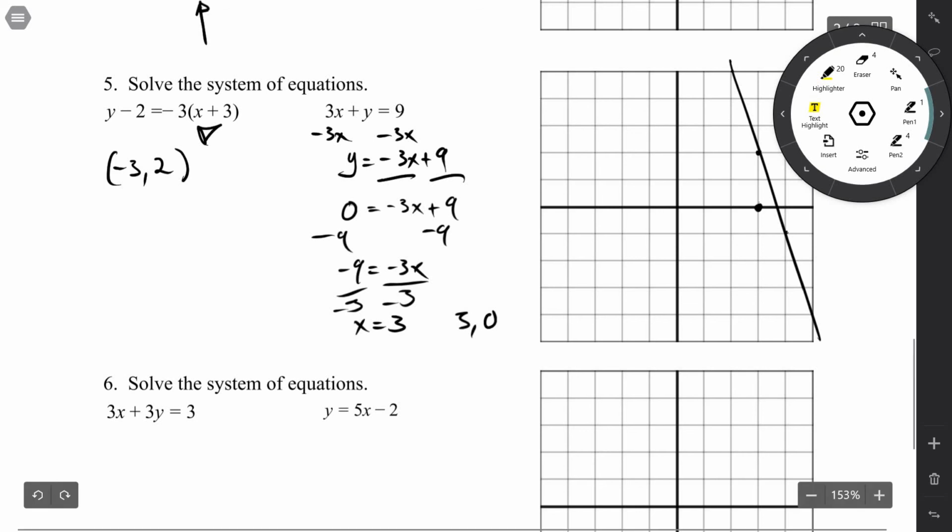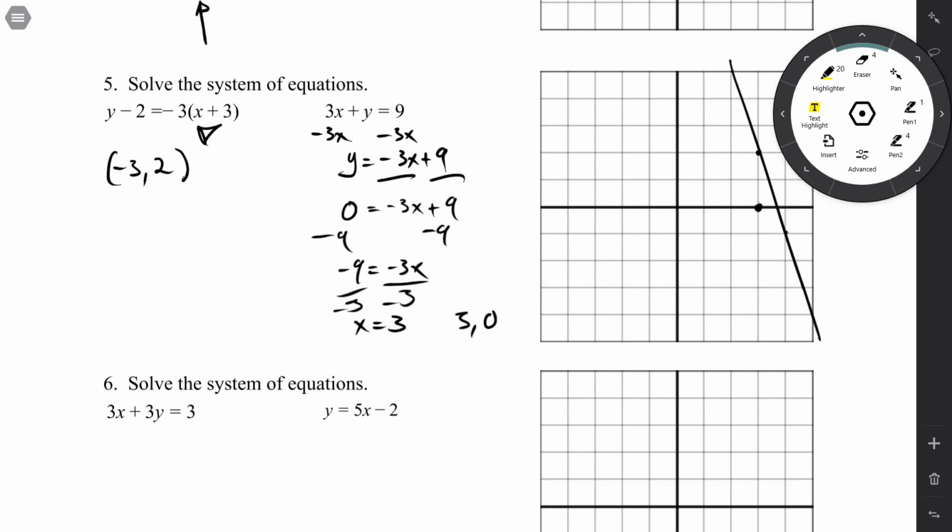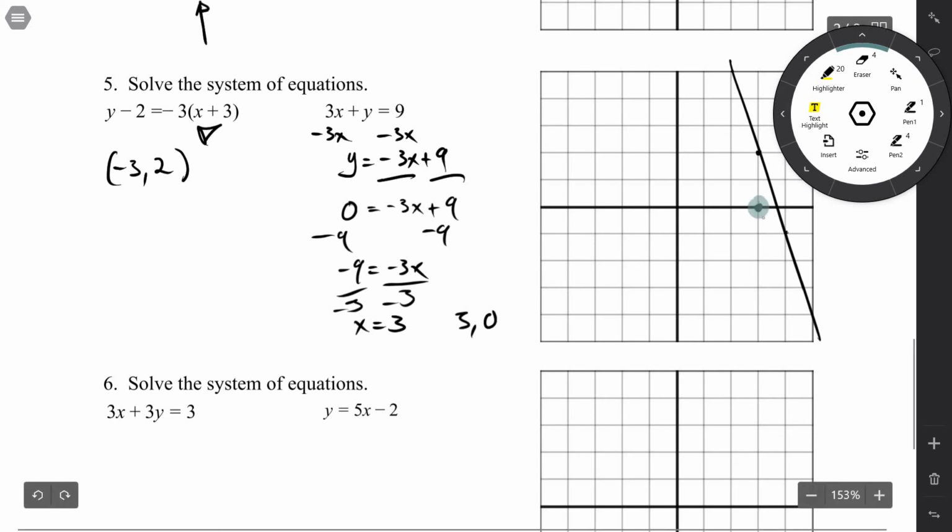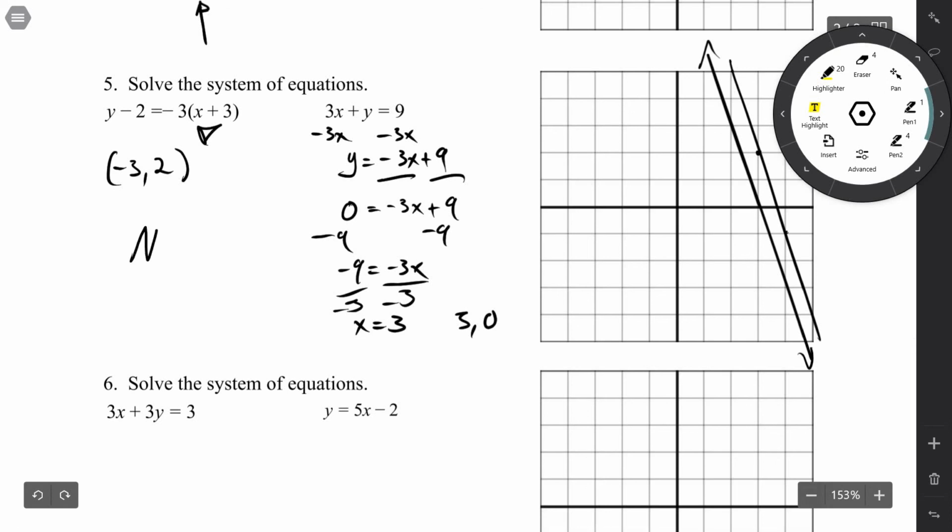We'd be really, really close, but not quite. But we know that this is one of the points. The slope for this would be negative 3. So we would have two parallel lines that do not intersect. So for this, we would say no solution.